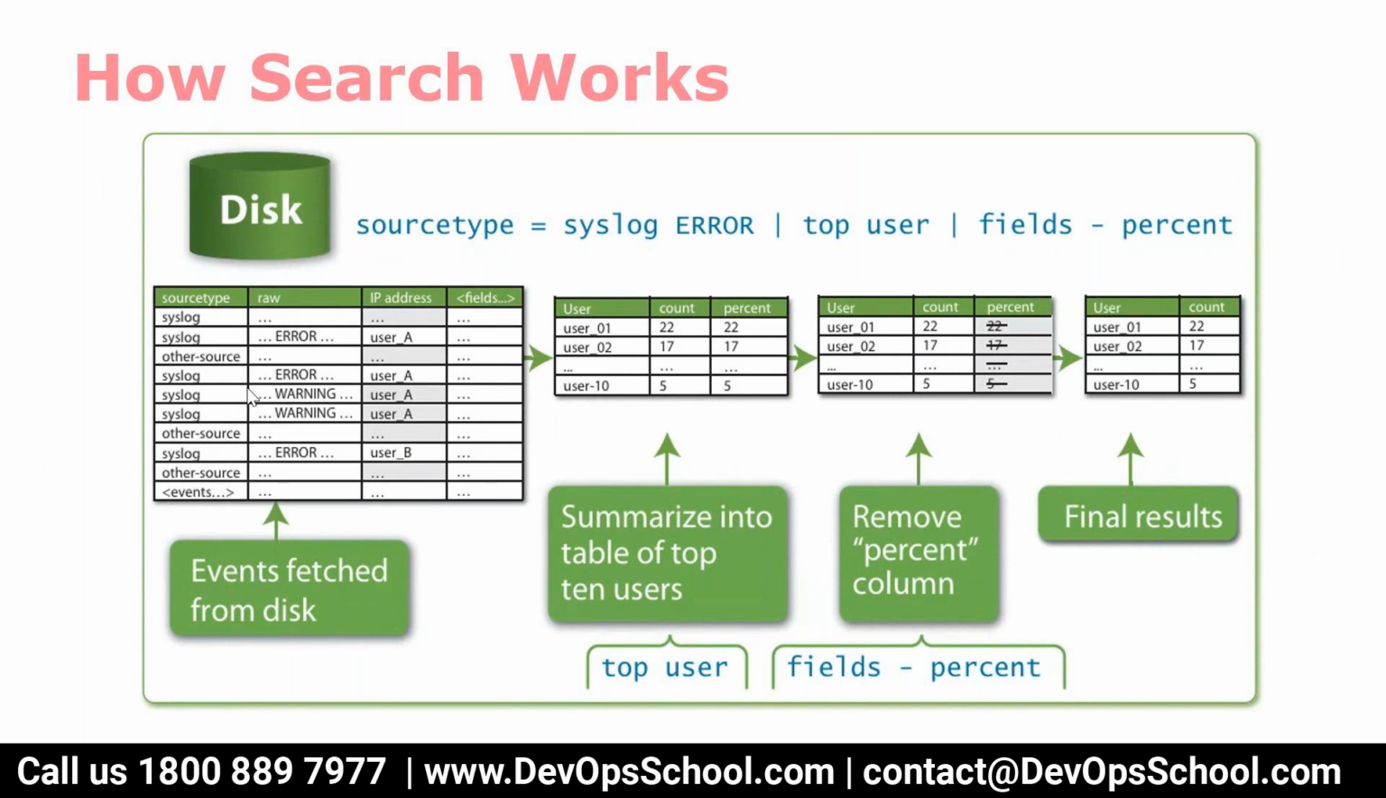So how is this data being transformed? Look at this table. Here you have a tabular format of data. After that you did top user. So here you got user, count, and percentage, and after that you decided to remove the field percentage. So now the final data is user and count. This way, this is one of the reports you can generate and send to your management.